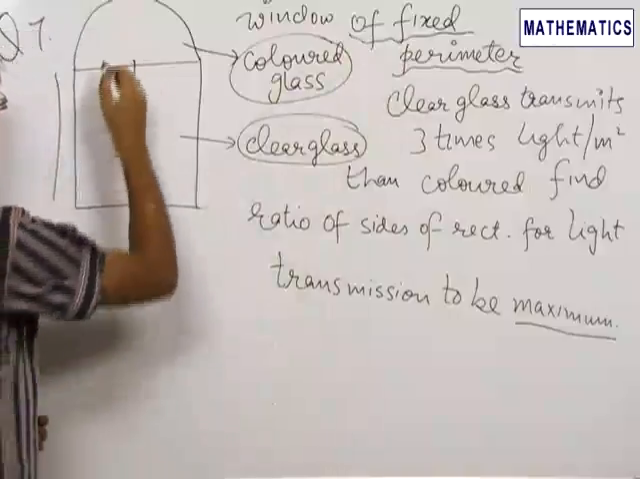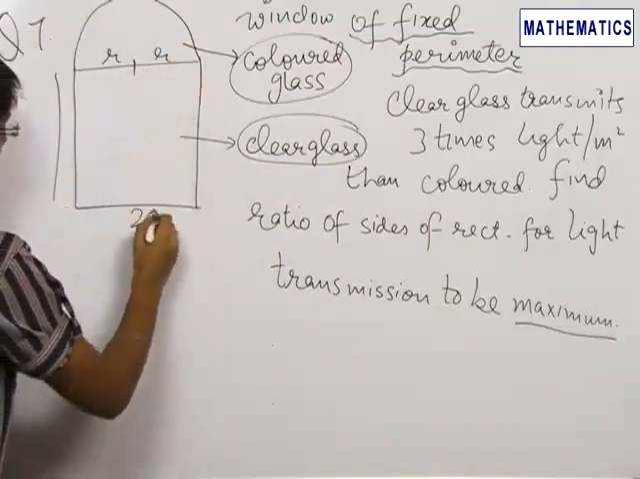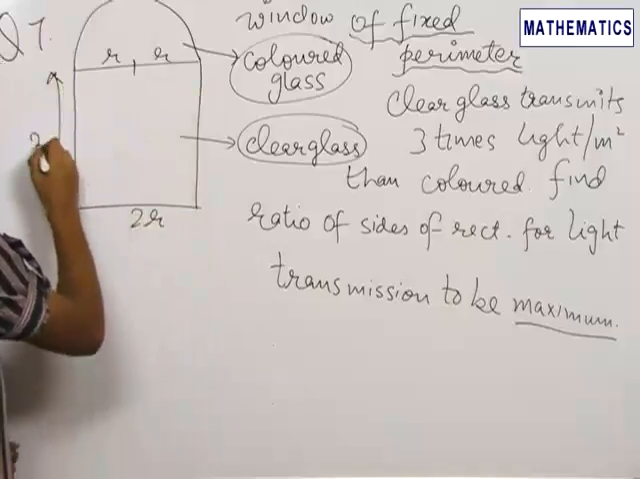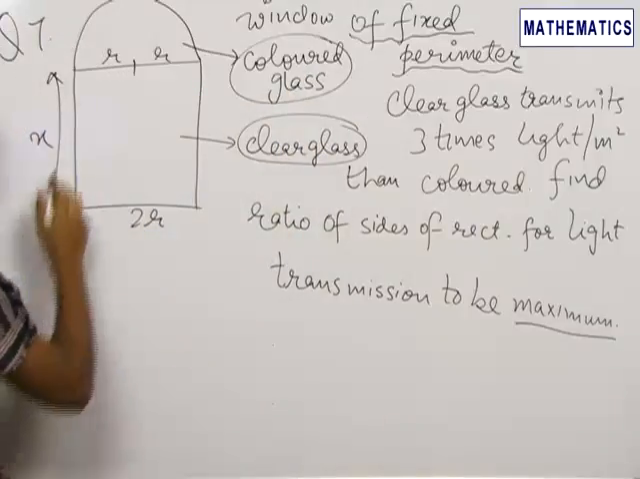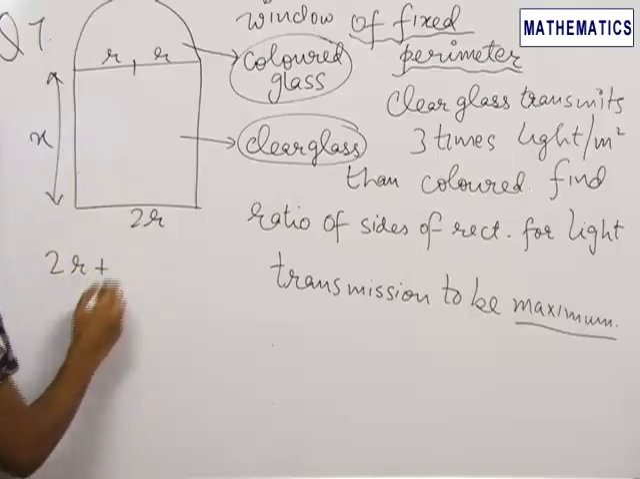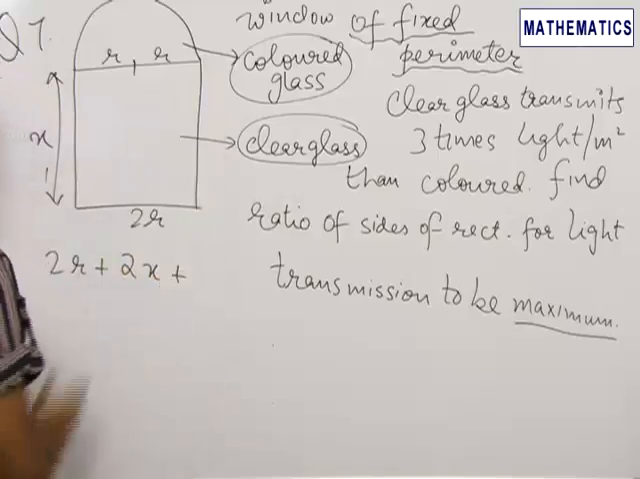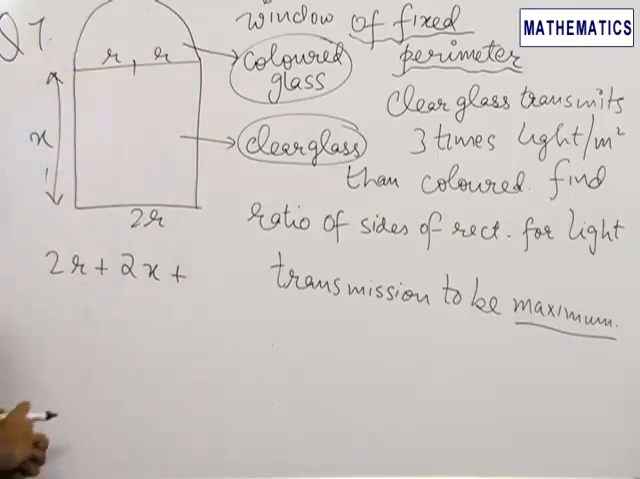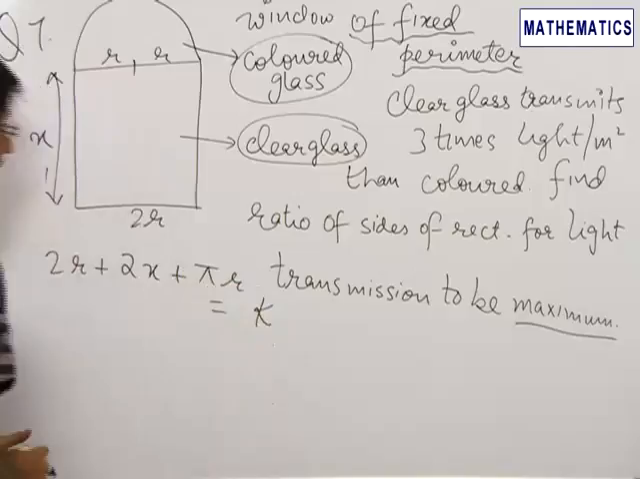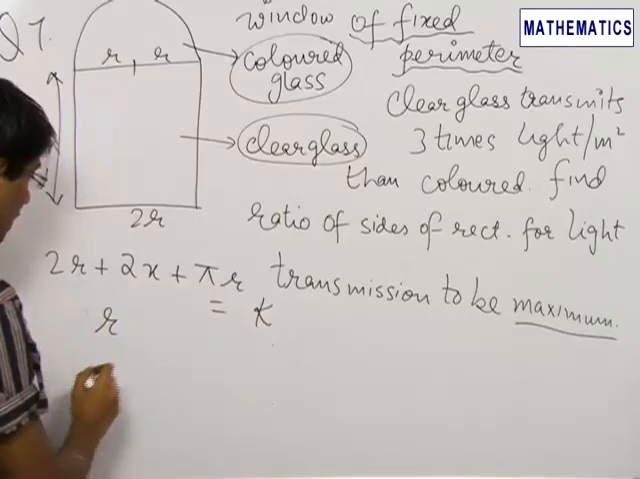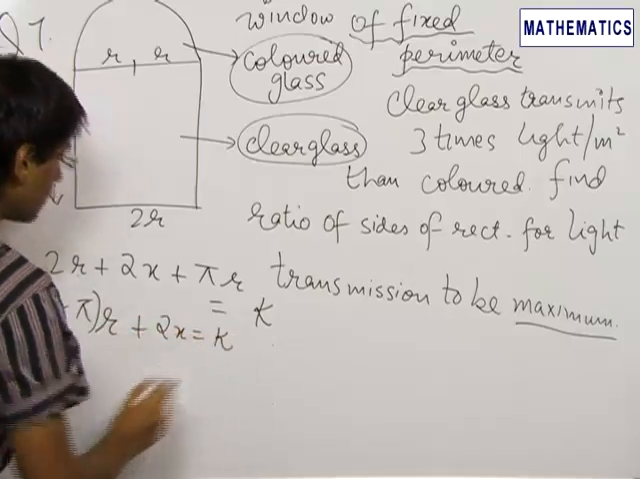So let us use this data and take the radius of this semicircular portion to be equal to r. So this side becomes equal to 2r. Let us consider this other side to be equal to x. Now we are given that the window has a fixed perimeter, so the perimeter is 2r plus 2x plus pi r, which is the circumference of the semicircular portion, and this is given to be equal to a constant k. Now we have (2 plus pi) times r plus 2x is equal to k.